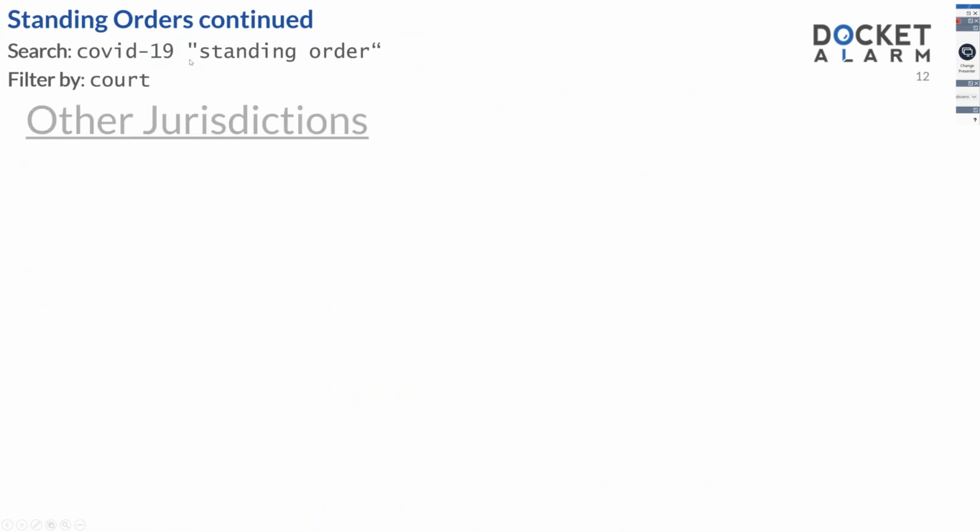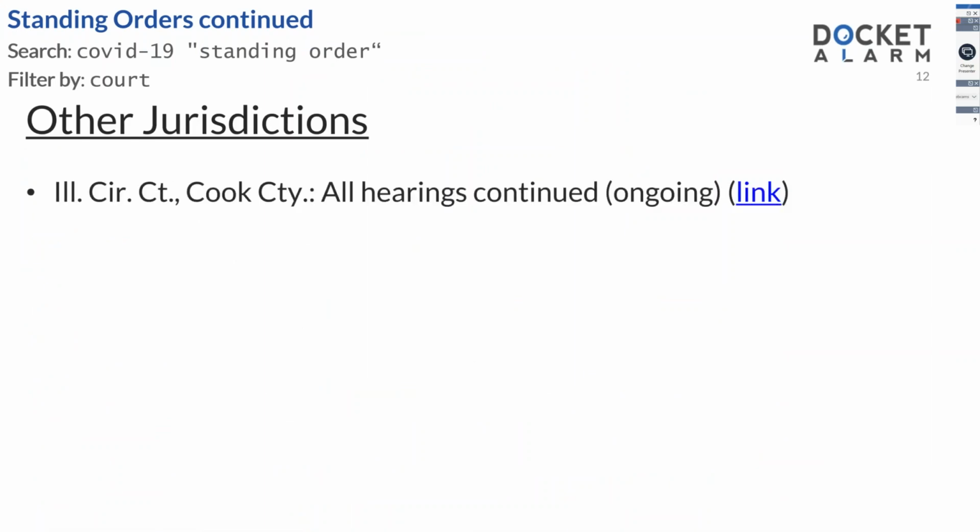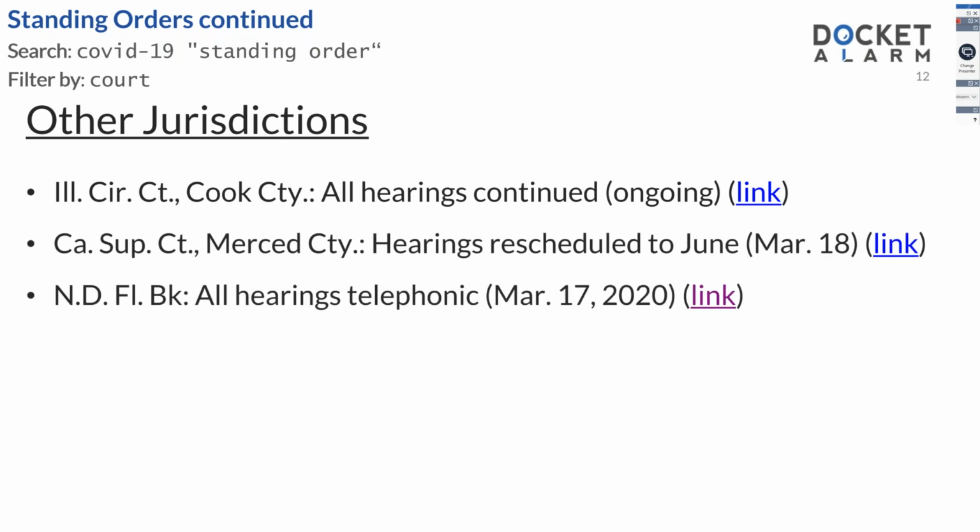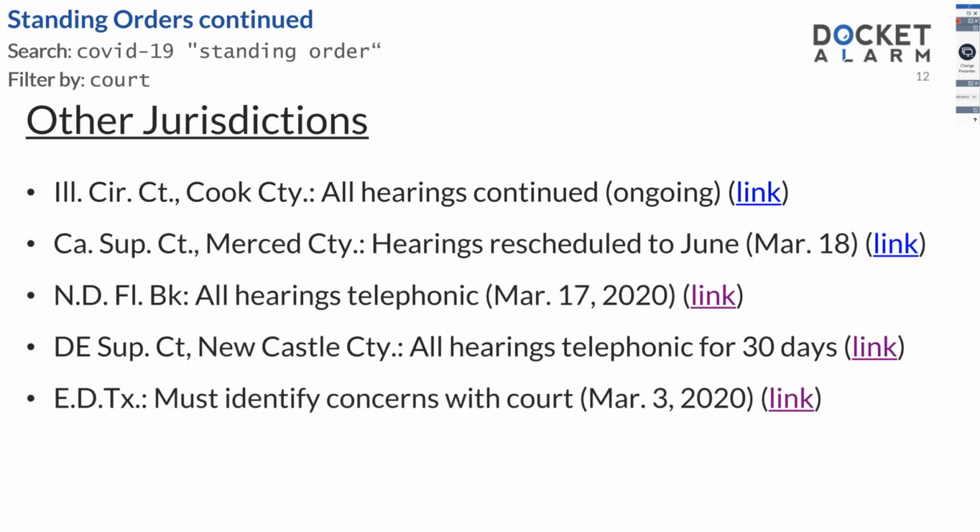Here's my next slide. It's really going over how to find these in other jurisdictions. Here are a number of standing orders that I found across the different jurisdictions. I ranked them from most stringent to least stringent. Illinois Circuit Court basically just continued every single hearing. Everything was delayed. Some other ones, they continued them but rescheduled them. Some of them are doing telephonic hearings. And my favorite, Eastern District of Texas, a somewhat infamous jurisdiction, is the most lenient in many ways. Really, if there's any issue, you just have to take it up with the court.